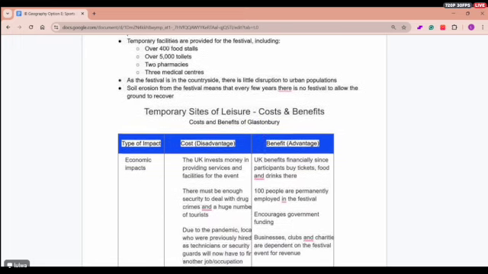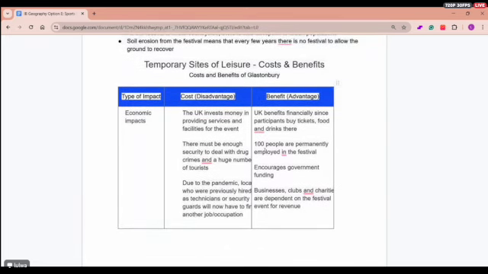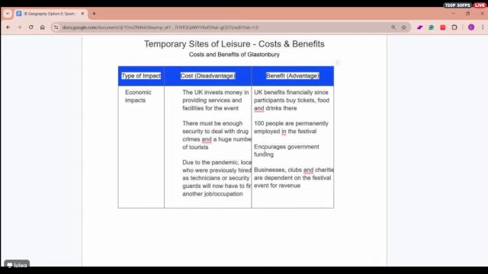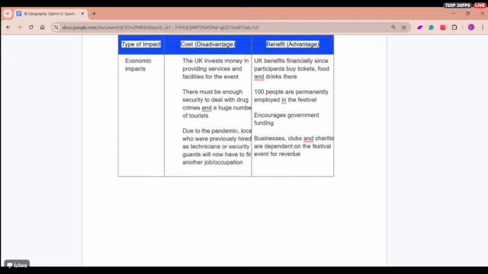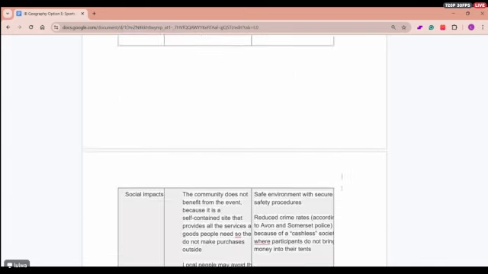And here is a cost and benefit analysis of Glastonbury. An economic disadvantage was the UK had to invest more money in providing services and facilities, and there must be enough security to deal with drug crimes and a huge number of tourists. However, an advantage is the UK benefits financially, of course, because people will buy tickets, food, and accommodation, and it also encourages government funding, and businesses, clubs, and charities are also dependent for revenue.